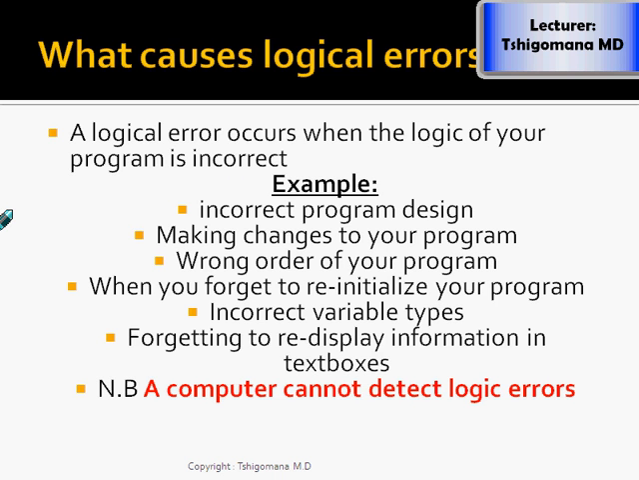Now, a logical error occurs when the logic of your program is incorrect. In other words, when you are programming, there must be an order that you must follow. This happens especially when there is incorrect program design, making changes to your program, wrong order of your program, when you forget to reinitialize your program, incorrect variable types, forgetting to redisplay information in text boxes. That is something that you have to understand.